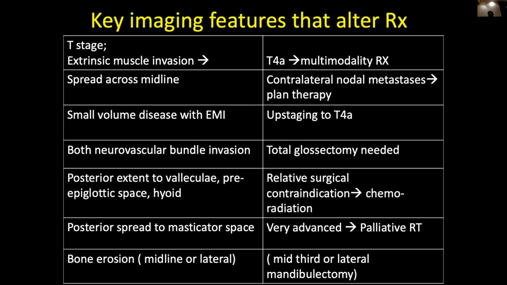And if there is bone erosion, depending on the type of the bone erosion, a mid third or lateral mandibulectomy can be done. If there is no bone erosion, if there is just abutment, you must calculate the paramandibular soft tissue as well as the disease and the residual mandibular height to plan the mandibular resection.